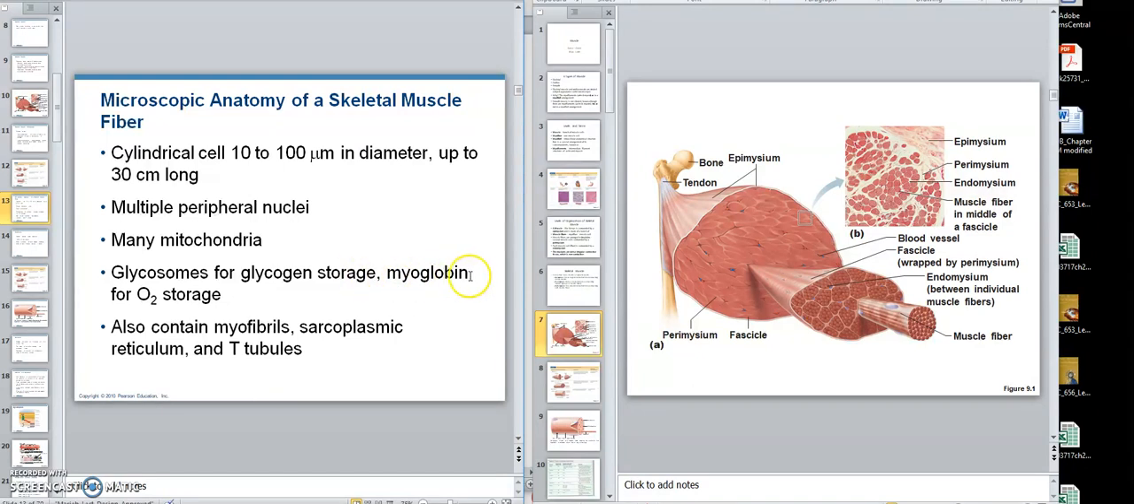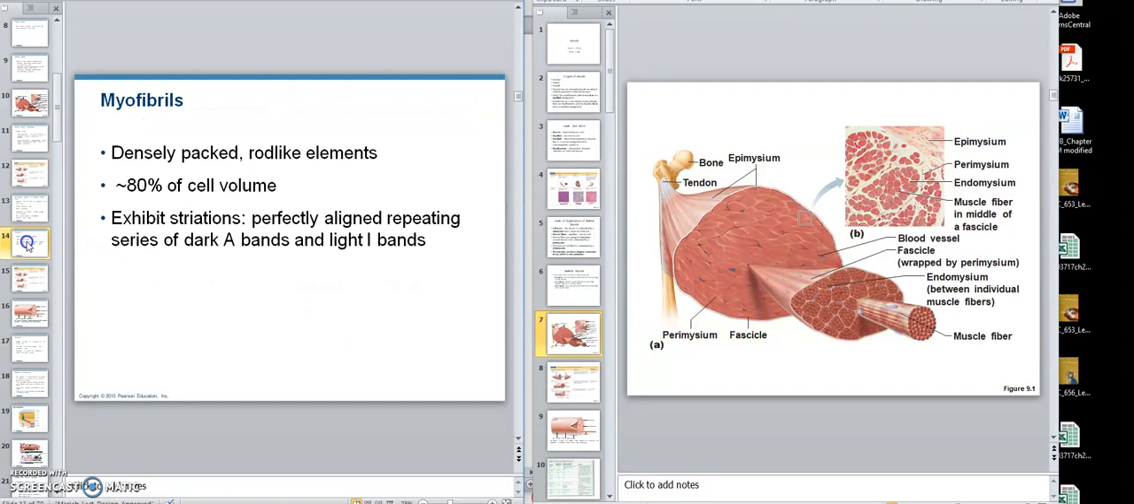Myoglobin is the red in muscle. That's the red stuff. It's the brother of hemoglobin, and it holds on to oxygen. See, muscle needs a lot of oxygen to make the ATP. It also contains the myofibrils, which we'll look at, the sarcoplasmic reticulum and the T tubules. All of this we're going to look at in a moment in the anatomy area. Okay? So we go further.